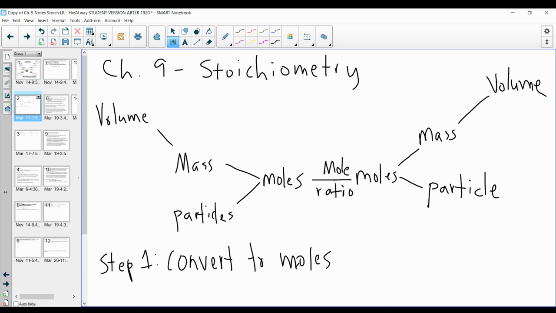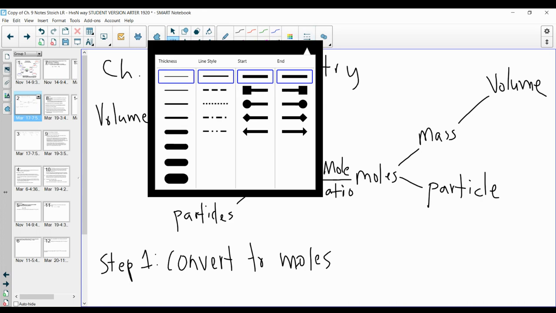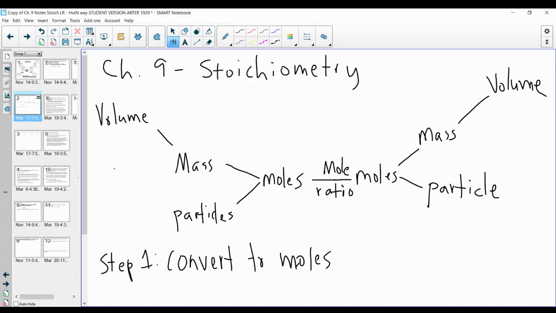Most of the time we live in mass. We may live in volume as well. But again, for the most part, we're living in particles. So one thing to keep in mind is that there's some conversions that we're going to be using to get through this. To go from volume to mass, we're going to need the density. And so that would have to be given to you in the problem. To go from mass to moles, we're going to need the molar mass from the periodic table.